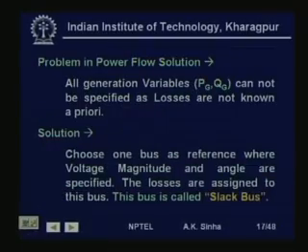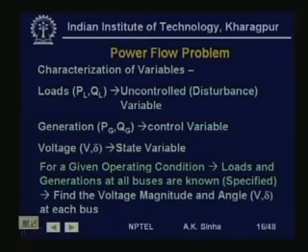Now, what is the problem in trying to find a solution for this kind of situation? What we had stated is that all the loads and generation at all buses are known. Now, this condition is not true. Why is it not true? Because we may know all the loads, but we do not know all the generations, for the simple reason that we cannot know the losses.